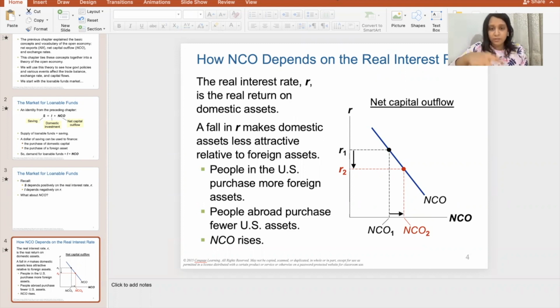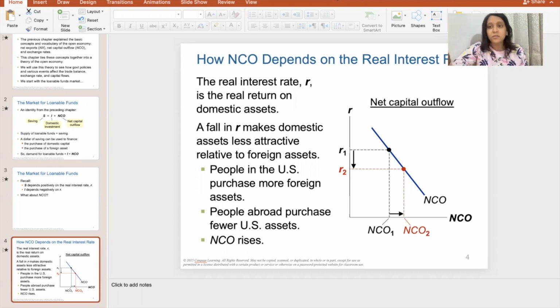So, say for instance that there's a fall in the domestic interest rate R, and the US is the home country, because in the books it's taken as the home country. So, if the US, being the home country, has a fall in R, it makes the assets of the USA less attractive compared to foreign assets, right? So the people of the US will purchase more foreign assets, and the people abroad will purchase fewer US assets, and that is why NCO rises.